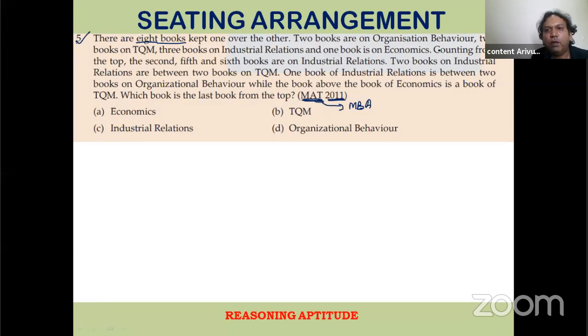So counting from the top, so what we do here is we start like this, okay? 1, 2, 3, 4, 5, 6, 7, 8. Why? Because there are 8 books, kept one over the other. 2 books are on organizational behavior. So organizational behavior, there are 2 books.